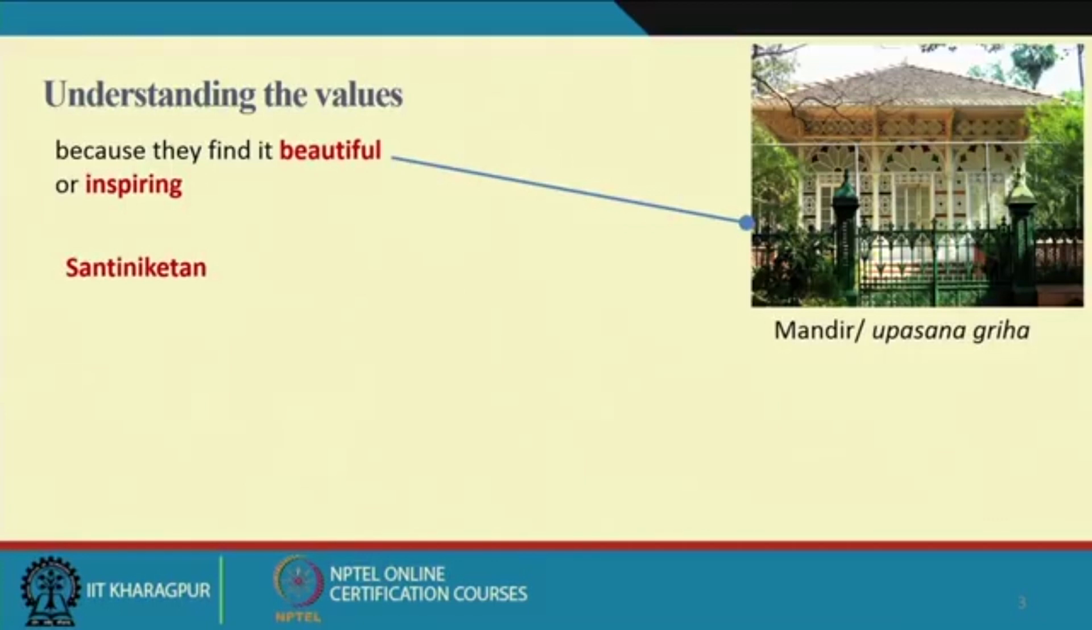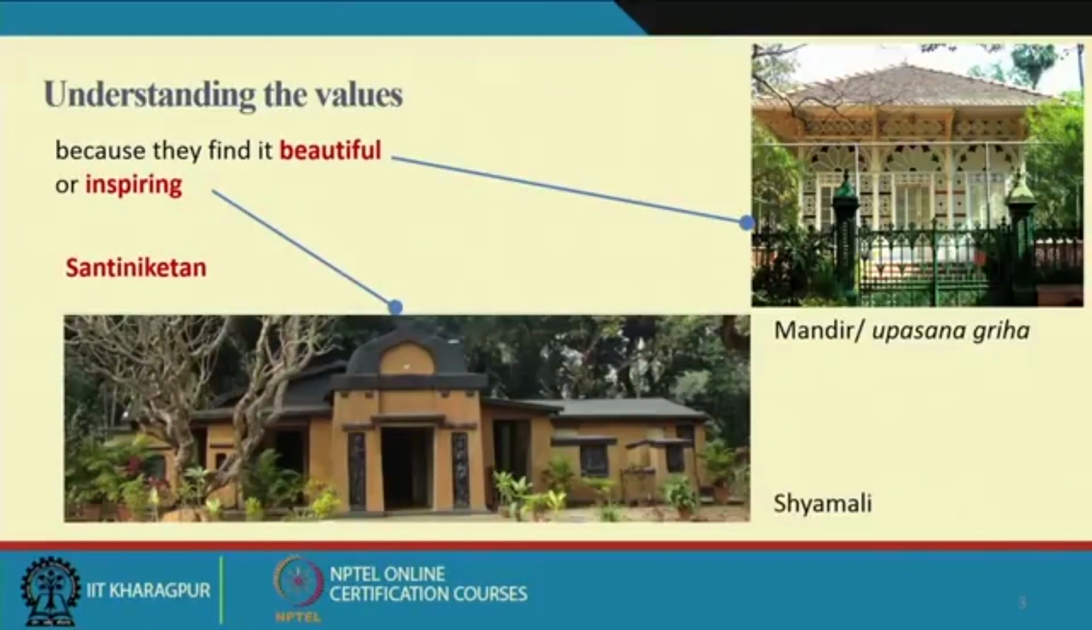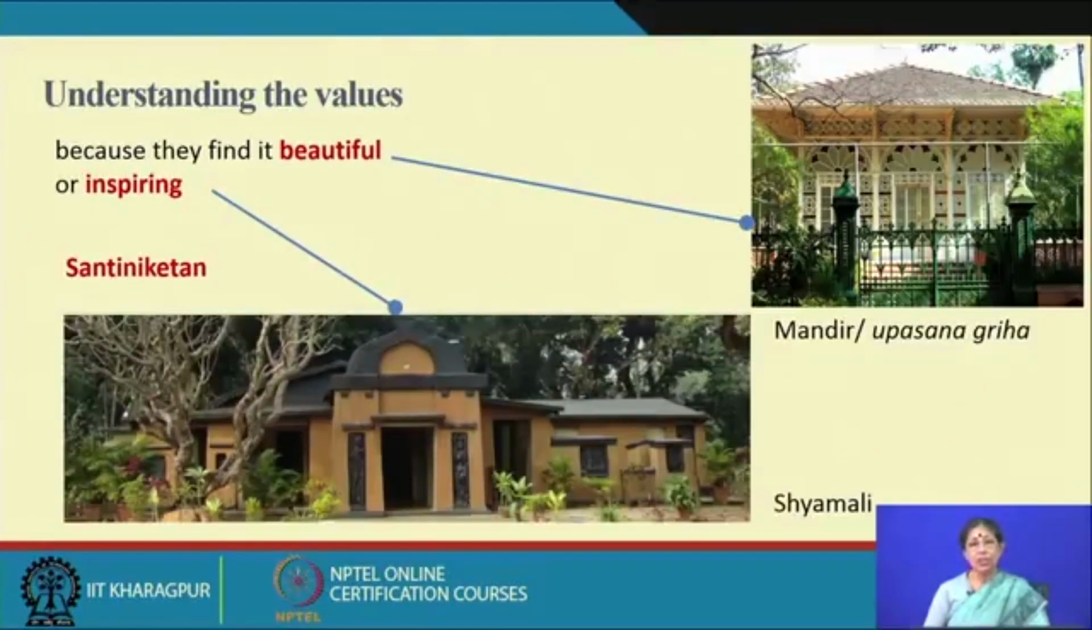For example, in Shantiniketan I said that the Upasana Griha or Mandir is beautiful, whereas Shamoli is different because it is inspiring. The same questions arise: who decides which is inspiring and which is beautiful, and to what degree, because these are very, very subjective parameters.